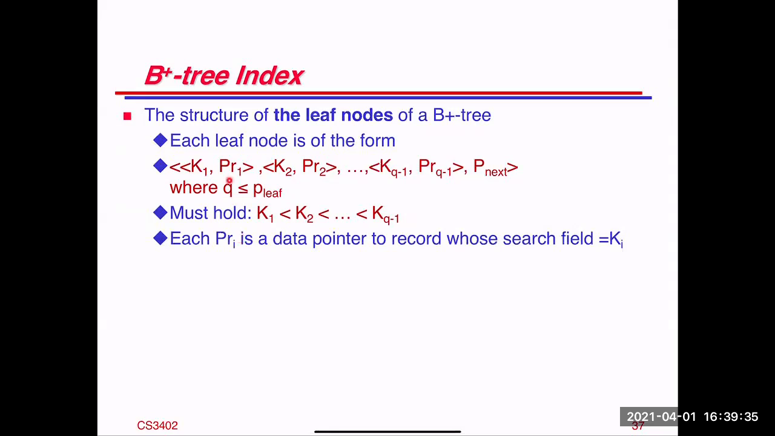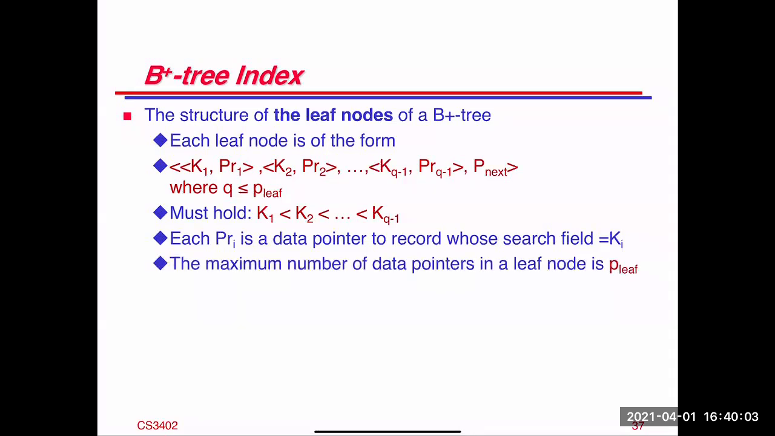And as I mentioned, each one of these data pointers here will point to a record whose search field value is exactly the same as the associated search key value. And similarly as for B trees, if this is a non-key field, right? If there are multiple such records, then it will just point to a block that has multiple pointers to the actual records. So this P leaf, as I said, is the order of a leaf node, and it gives us the maximum number of such data pointers.